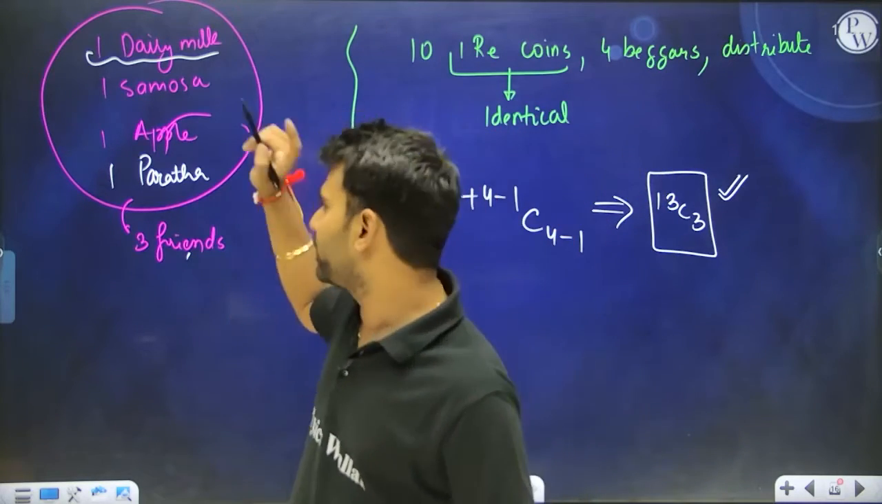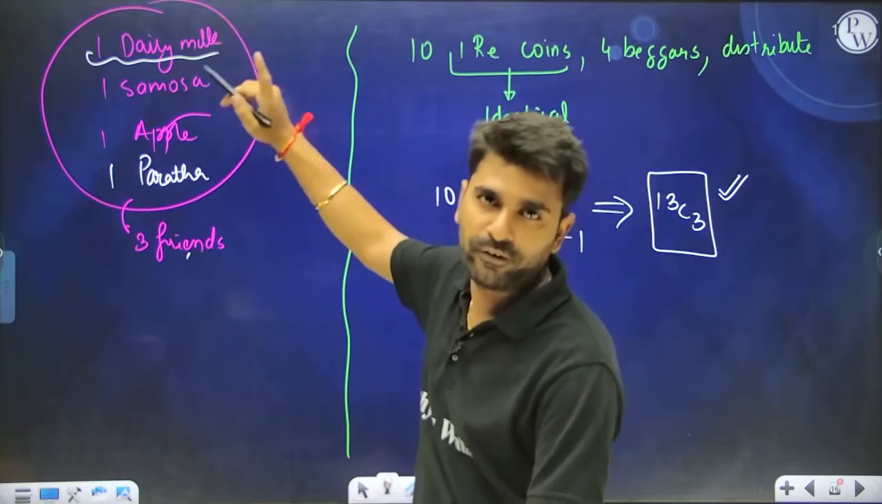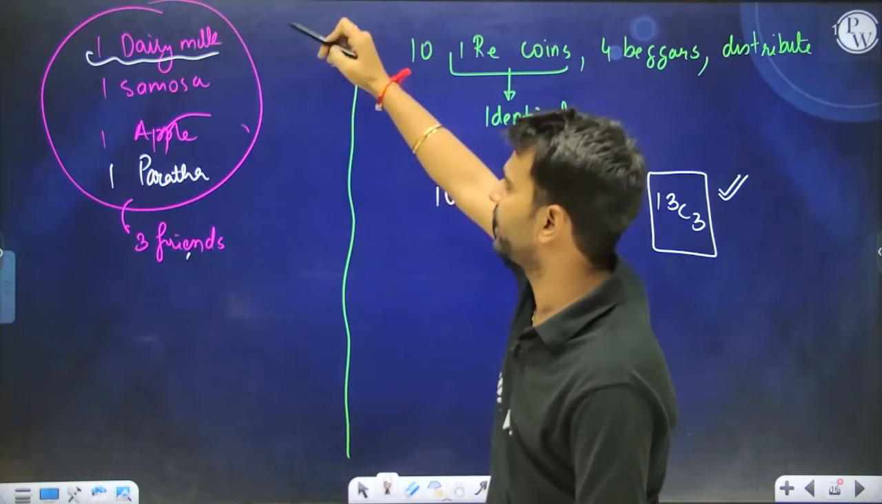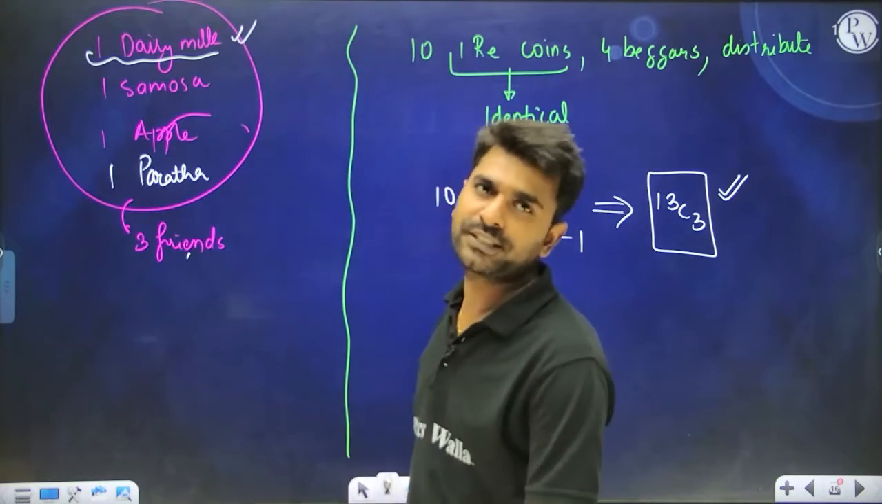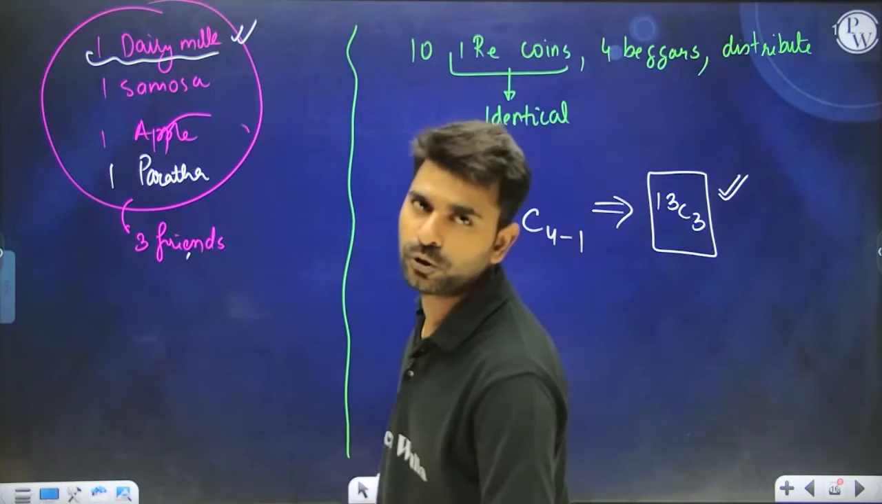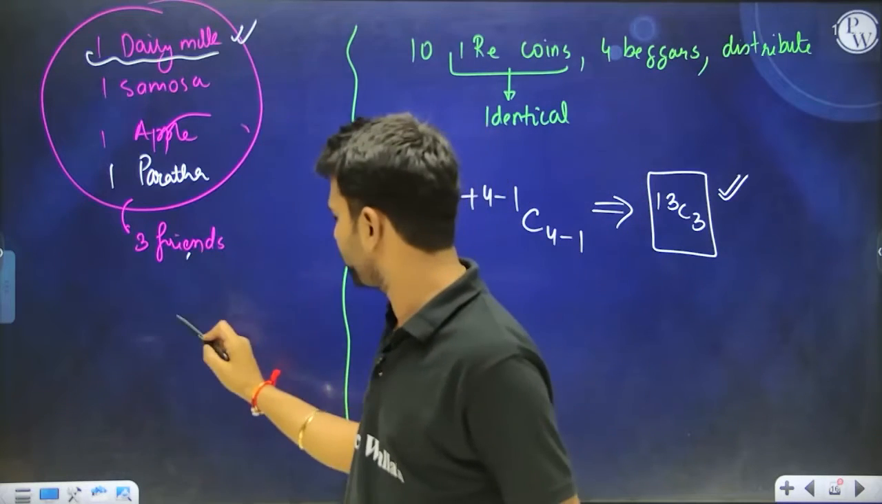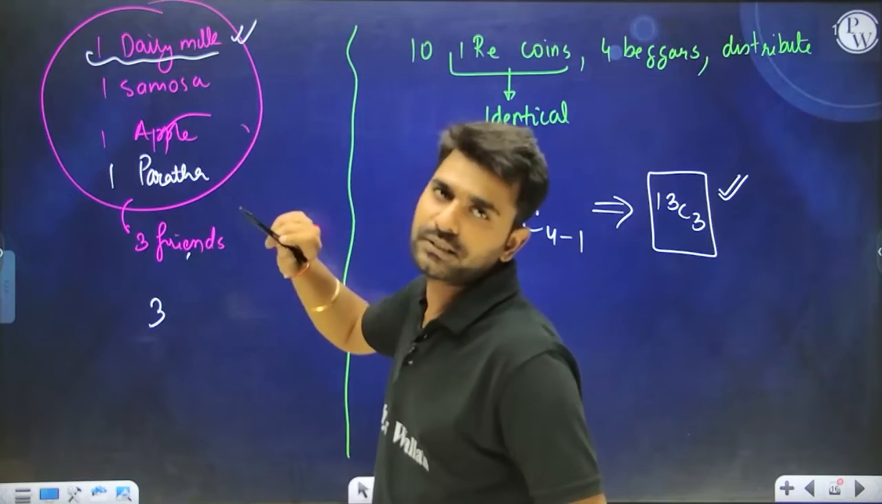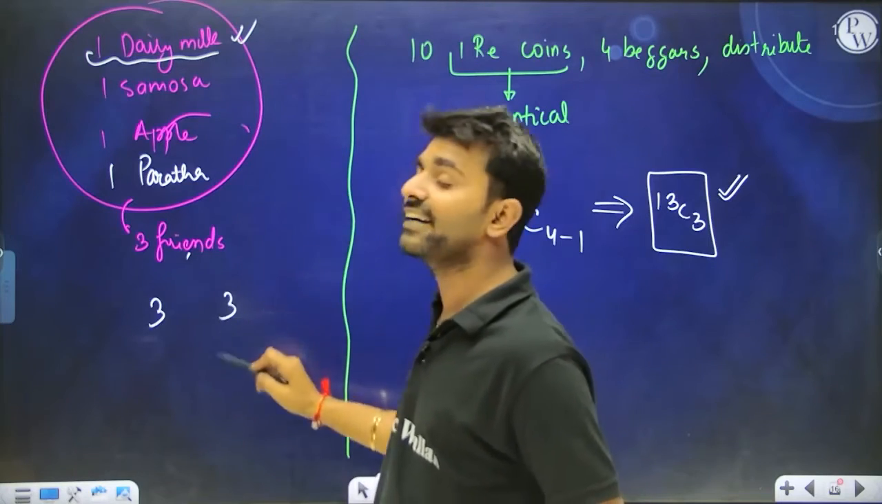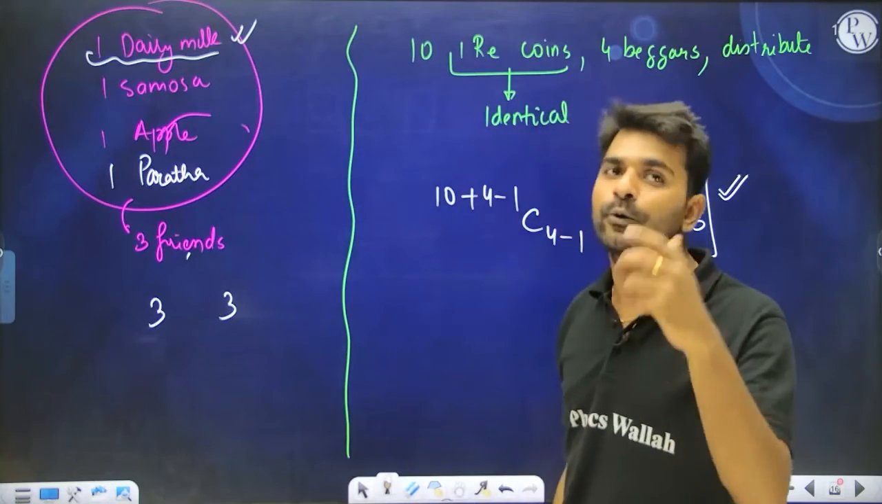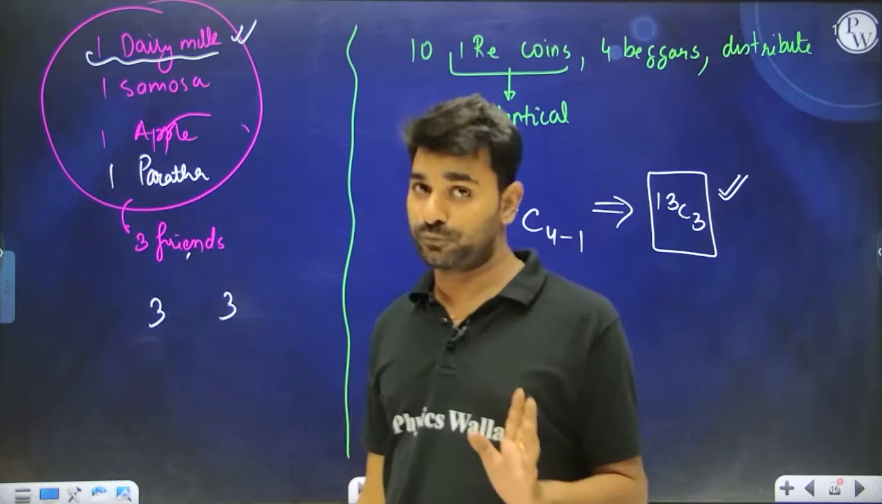So whenever you are distributing distinct objects, you will first see the object which is to be distributed. Let's say this dairy milk. How many choices are there for this dairy milk to go? This can go to 3 friends. So 3 choices for this. Similarly, the samosa can go to 3 choices because any guy can get any number of objects, means a guy who has already got dairy milk can also get samosa.